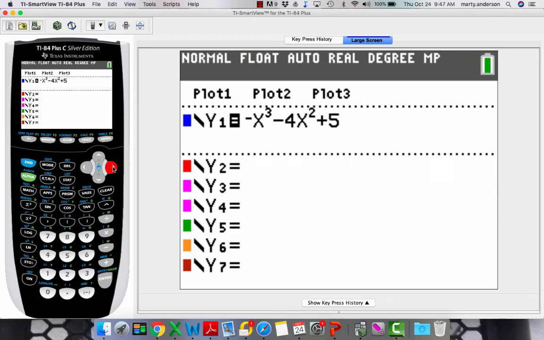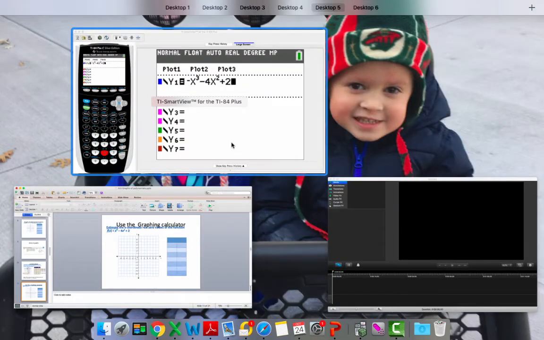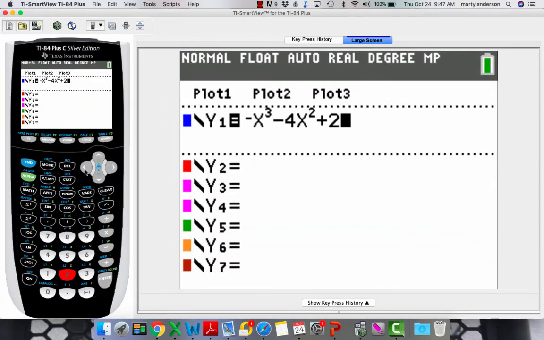Oh, and was I a positive? I have to make sure I do this right. Positive x cubed. Oh, very important. So I can edit this just by scrolling over to the negative sign and deleting that out. Okay, there we go. Positive x cubed minus 4x squared plus 2.